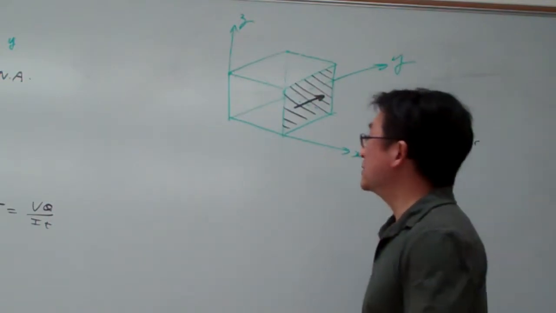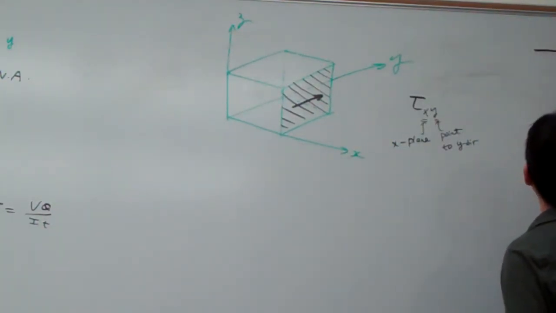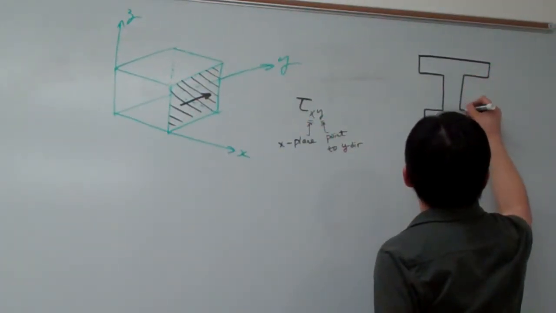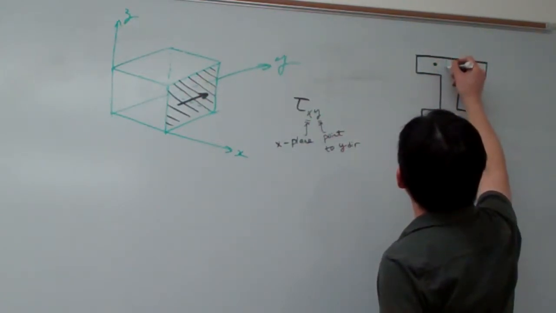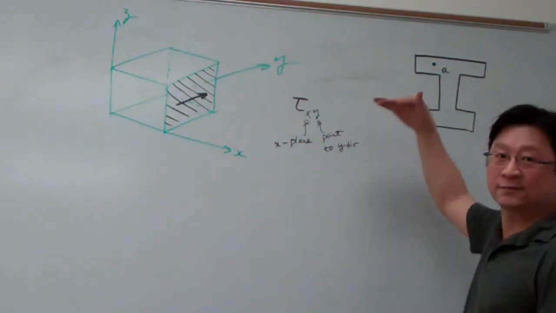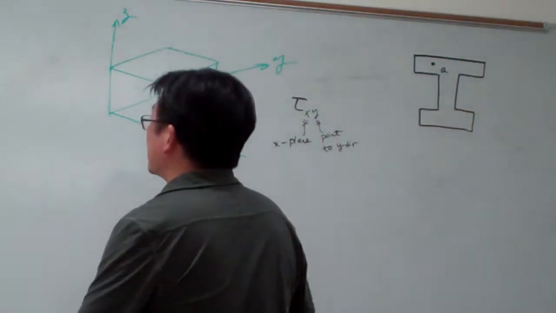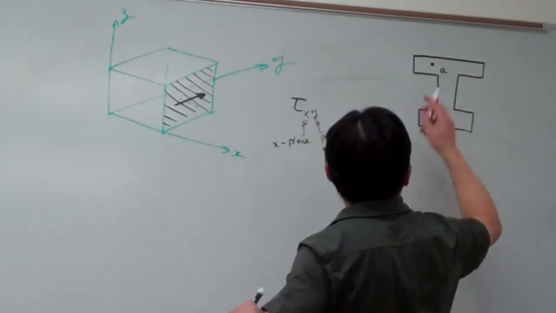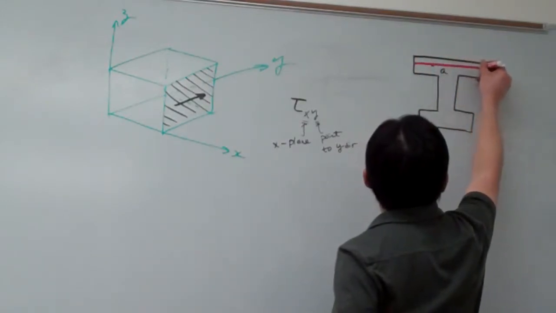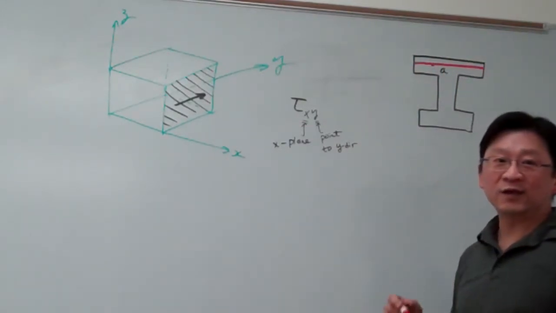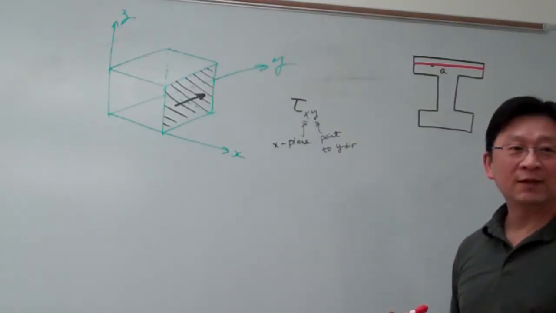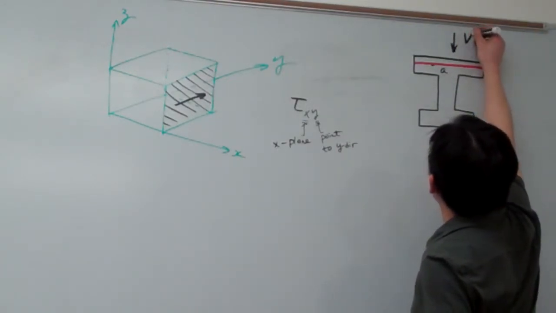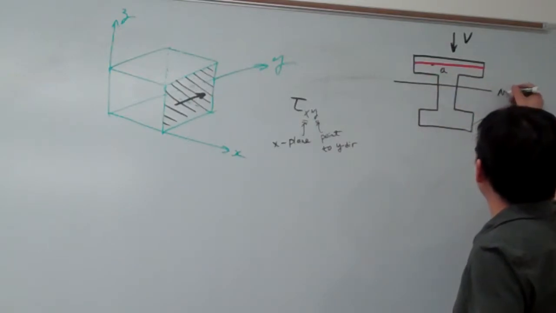And back to Chris' question. Let me draw this one more time. So this is the same cross section, point A, can we make a horizontal cut? That's the question. Yes. If we are able to make a cut like this, then we can also calculate the VQ over IT. So right now for this case, we first calculate the magnitude. So V is like this. The same thing, this is our neutral axis.